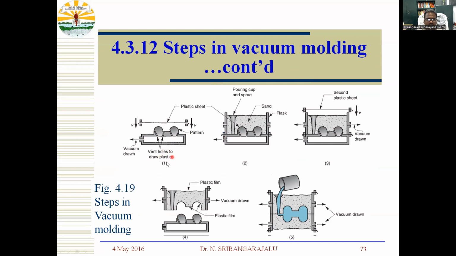Here they will have vent holes for the plastic. Here a vacuum is there. The air is drawn out with the help of a pump, and the vacuum is generated. With this vacuum, we can pour the molten metal. So here they make the forming, and after that you assemble everything. Then you can pour the molten metal. Here the vacuum is drawn, so it can give good quality castings.